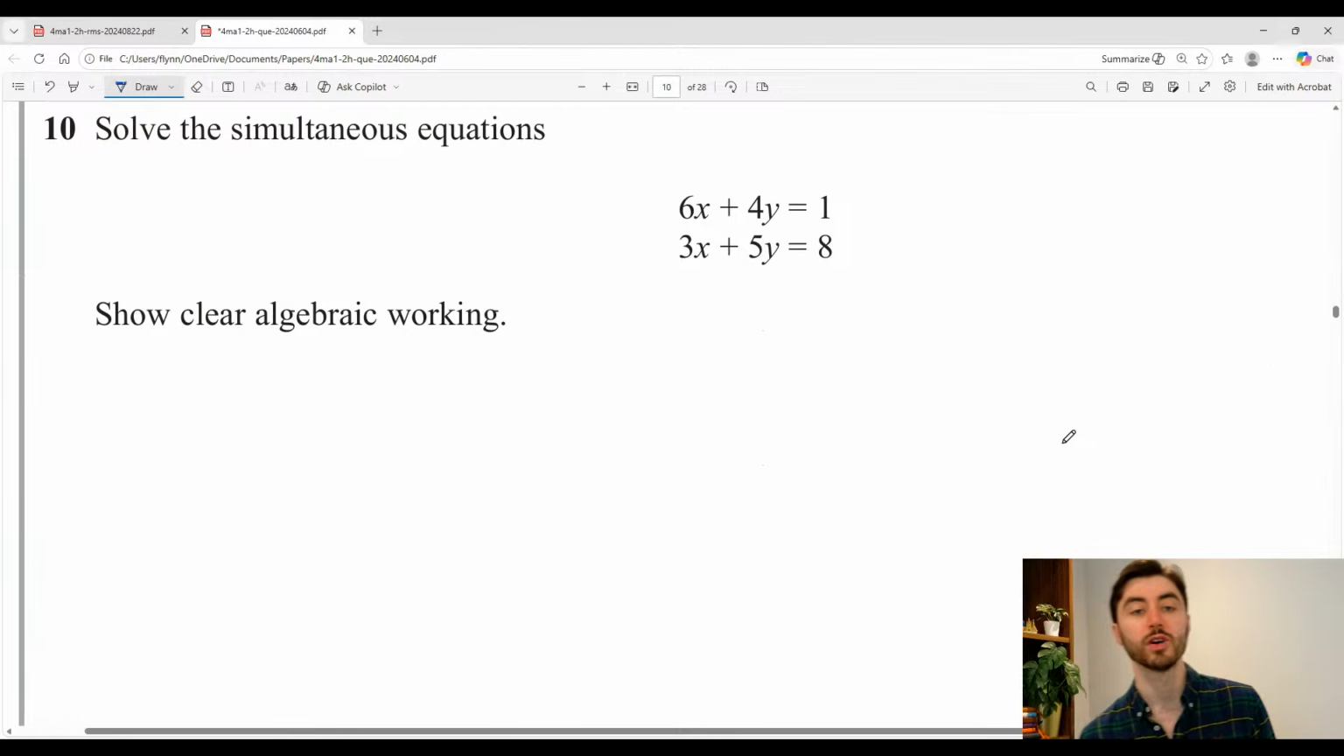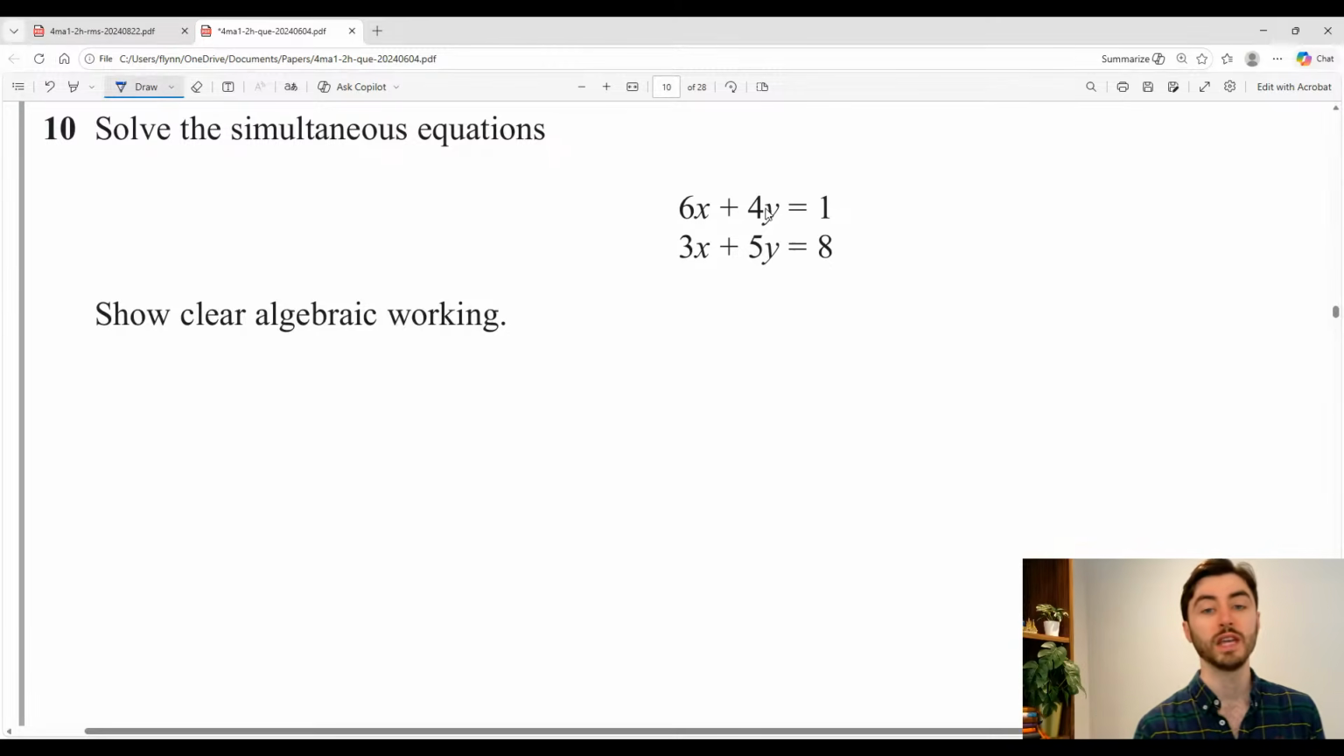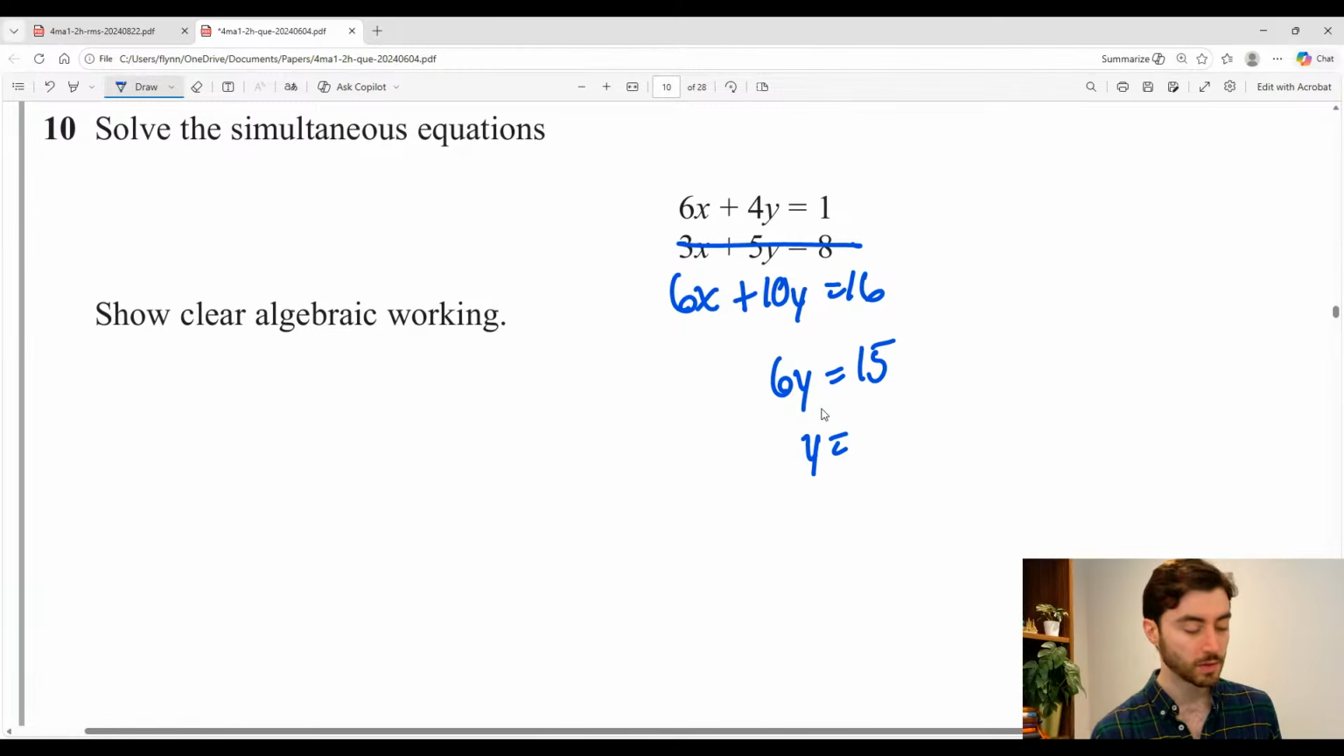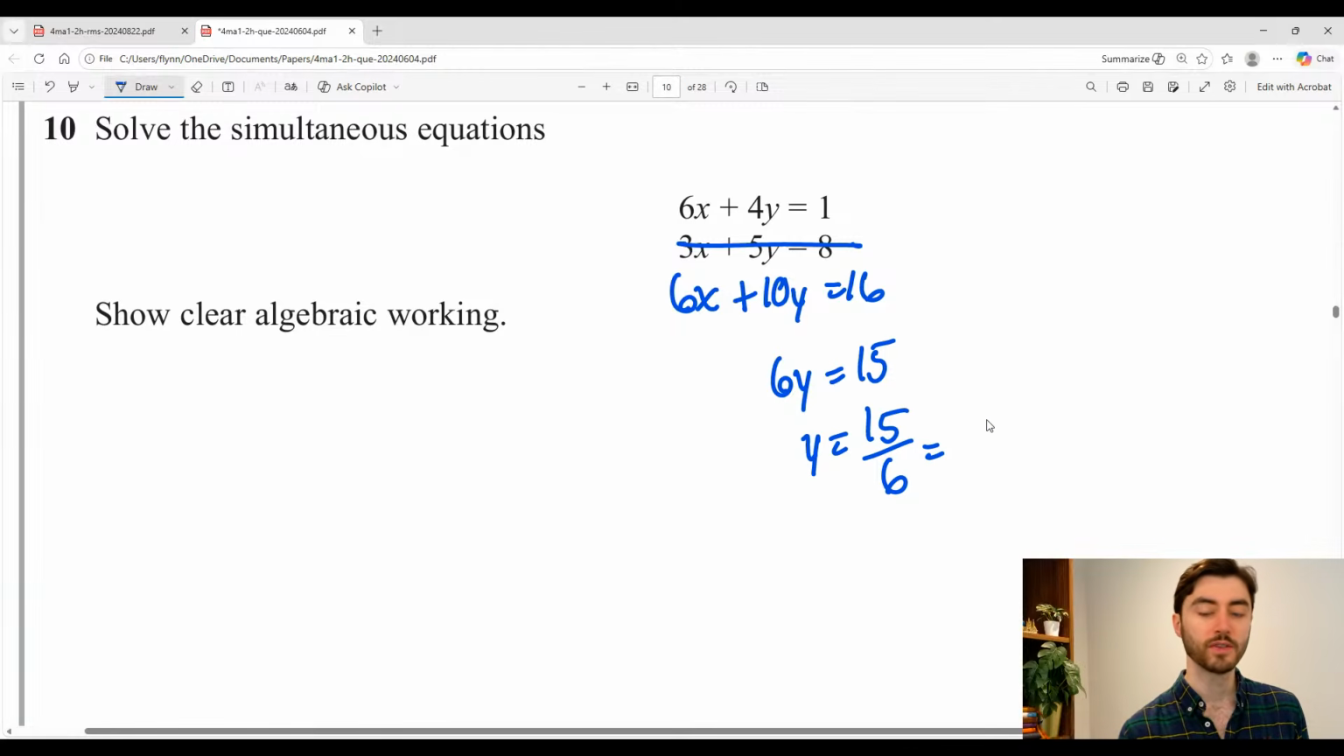Moving on to question 10, solving simultaneous equations. You have two options here. You either have the substitution method or the elimination method. I much prefer the elimination method, but I will show you how you could do both. So for here, if I multiply this second equation by 2, you get 6x plus 10y is equal to 16. And then if I do the bottom equation minus the top one, 6x minus 6x is 0. 10y minus 4y is 6y. 16 minus 1 is 15. So then y is equal to 15 over 6, which simplifies to 5 over 2.